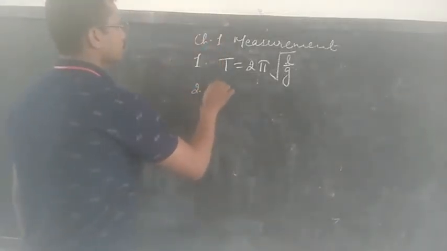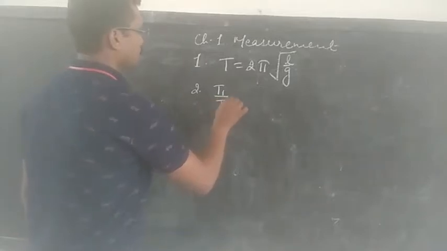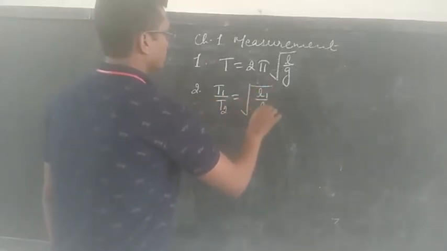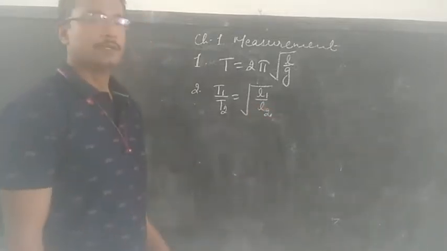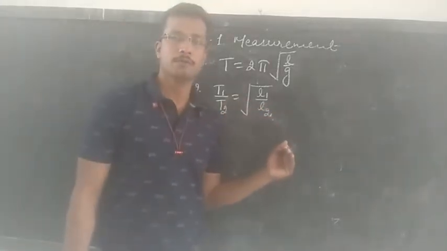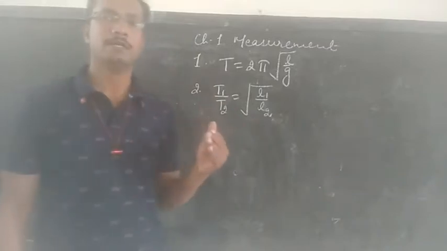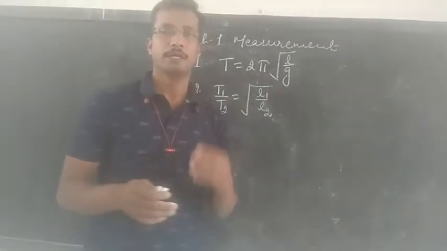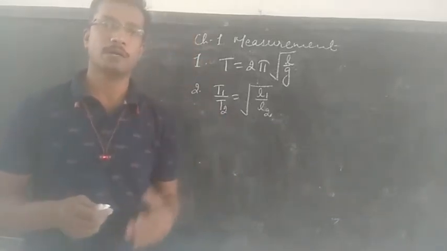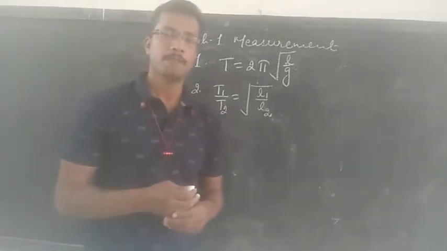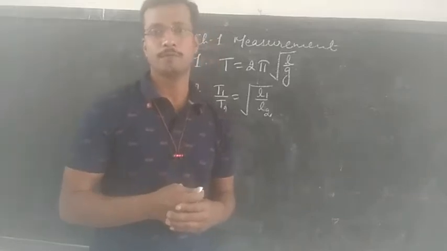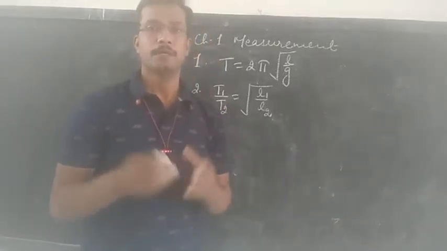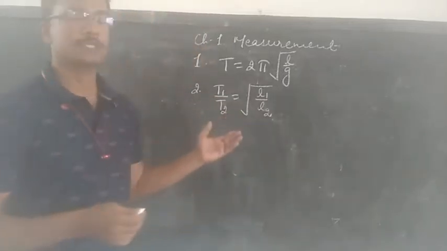Second, we can use T1 by T2 is equal to under root L1 by L2. This is the formula to be used when there is a change in the length of a pendulum, that is, when the length is increased by 4 times or it is made 1/9, something like this. When there is a change in the length of the pendulum but no change in the acceleration due to gravity, in that case, we can use this formula.